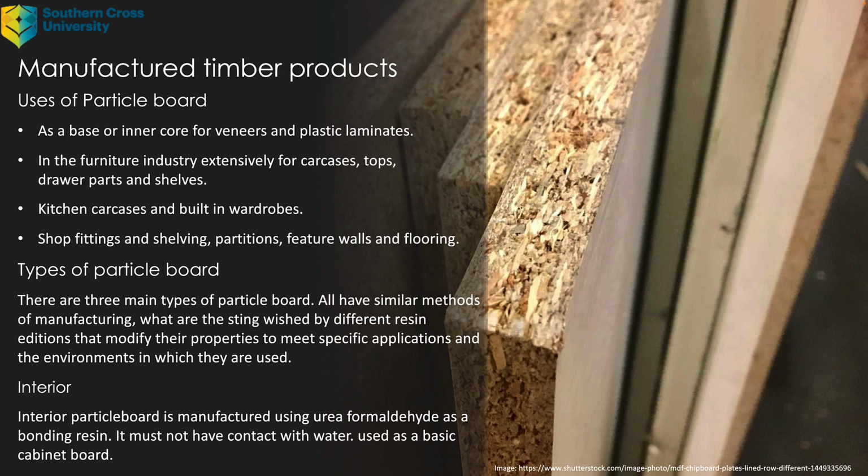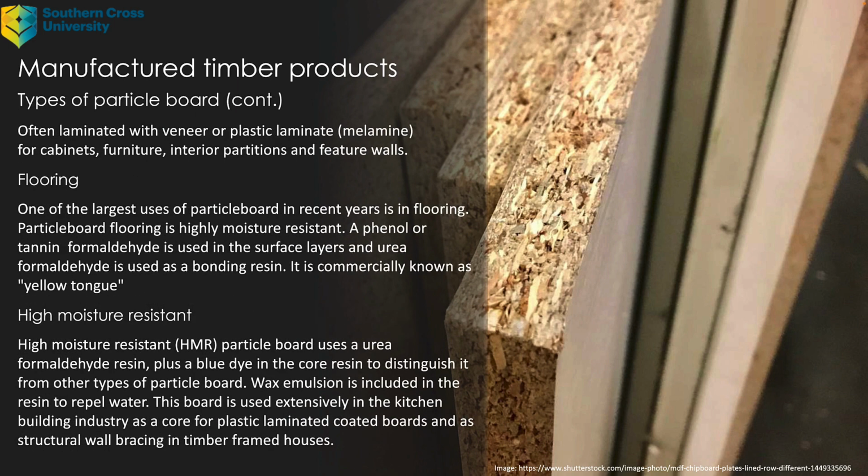Interior particle board is manufactured using urea formaldehyde as a bonding resin. It must not have contact with water, used as a basic cabinet board. So that's the most common one, really. It's often laminated with veneer or plastic laminate, which we call melamine, for cabinets, furniture, interior partitions and feature walls. Flooring. So you do see this a lot these days. So one of the largest uses in recent years is flooring.